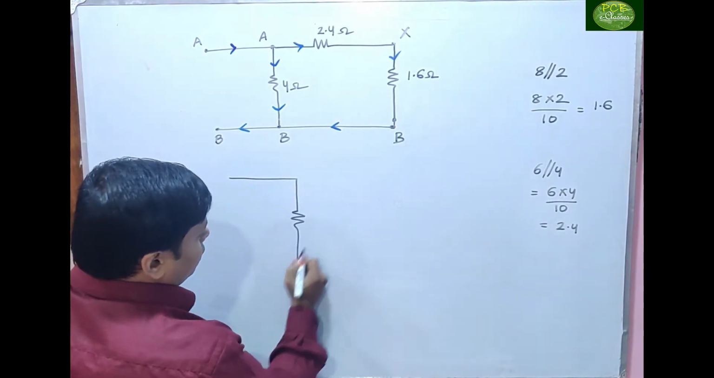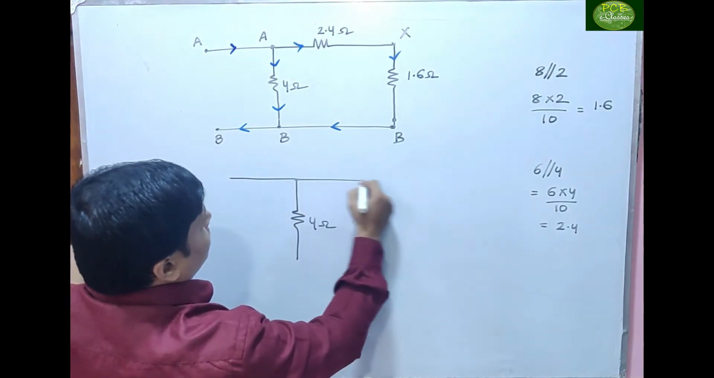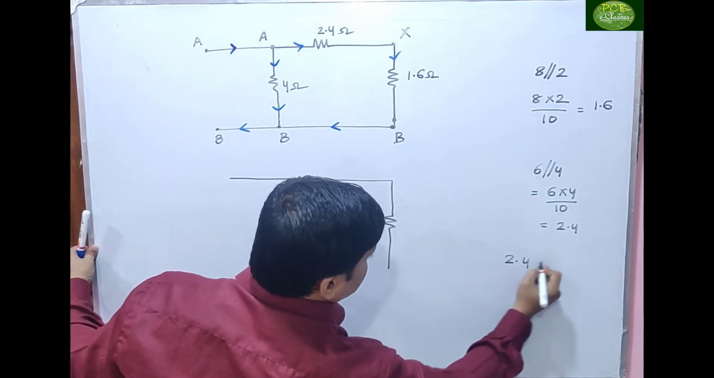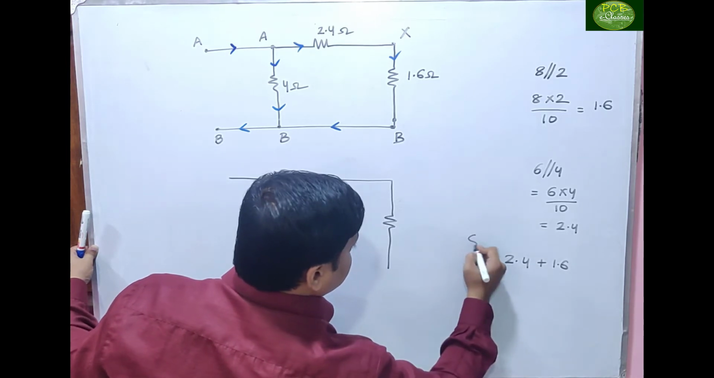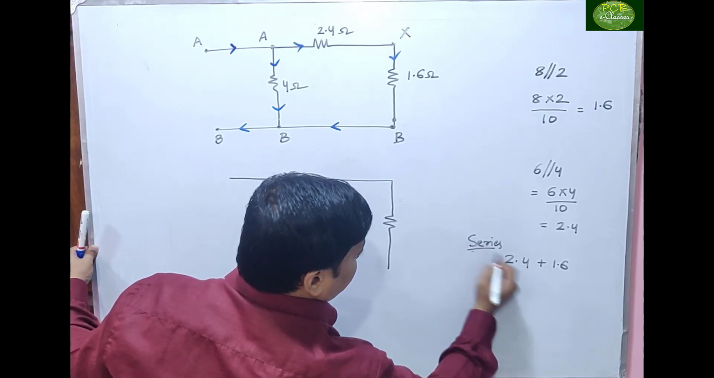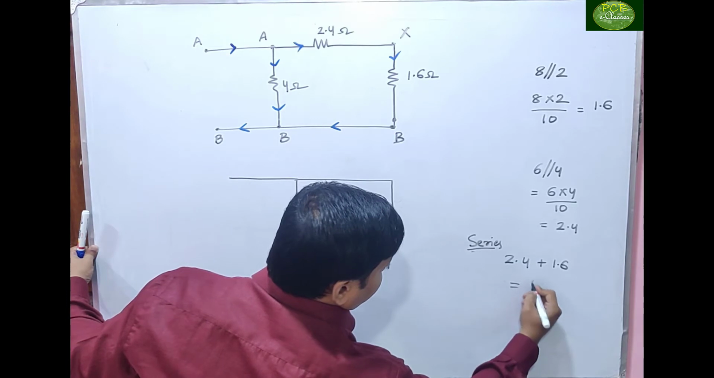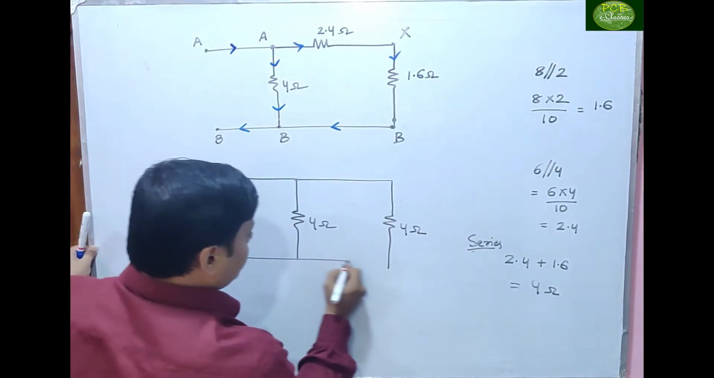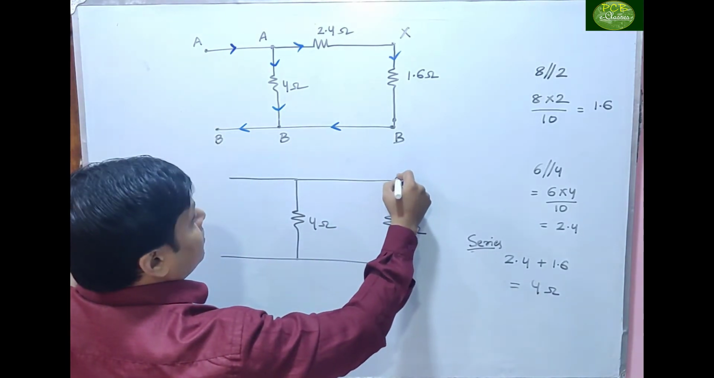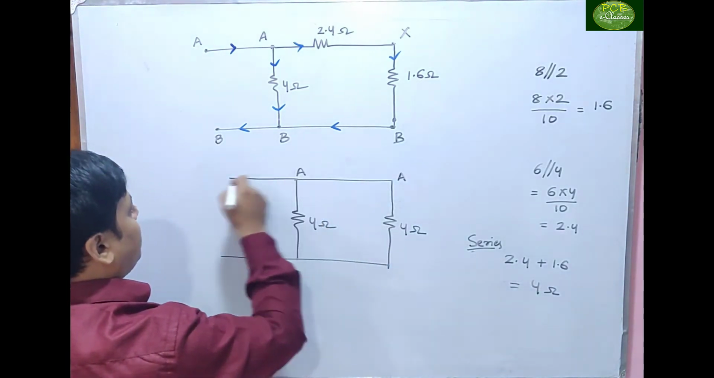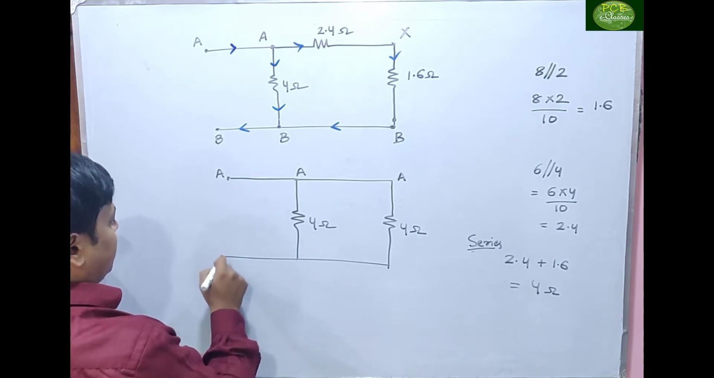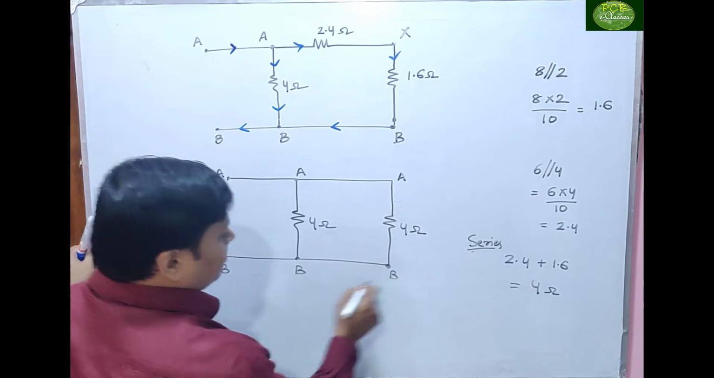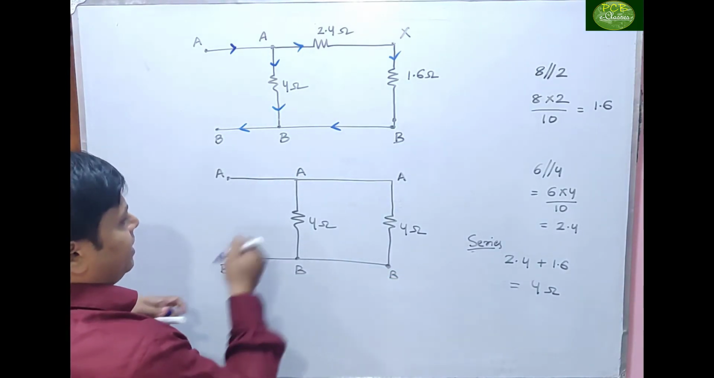This is 4 ohm. This will be 2.4 series, so 2.4 plus 1.6 series. So what will I be getting? 4 ohm. So this will be 4 ohm. This will be A point. Similarly, this will be B point. So let's give the current direction.